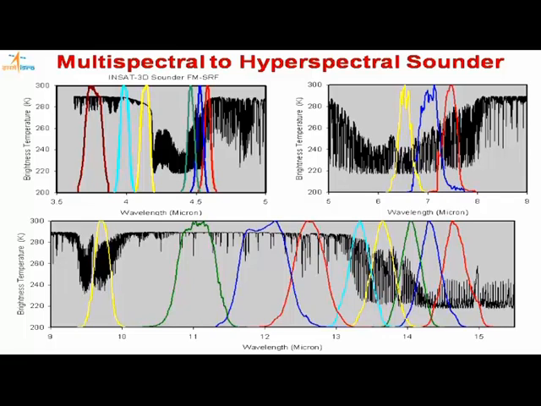This is the sensor response function of multispectral sounders. These are the various channels 1, 2, 3, 4, 5, 6, and there are 18 channels in various absorption bands making observations of the atmosphere. But from a hyperspectral sounder we make continuous measurements of all these vibrational as well as rotational lines.